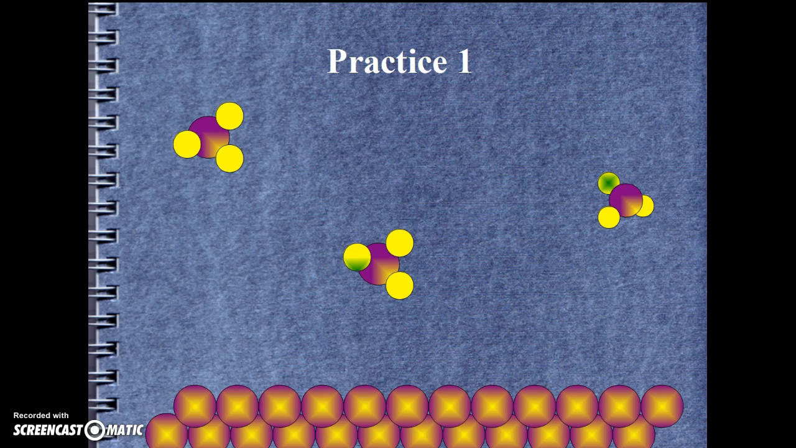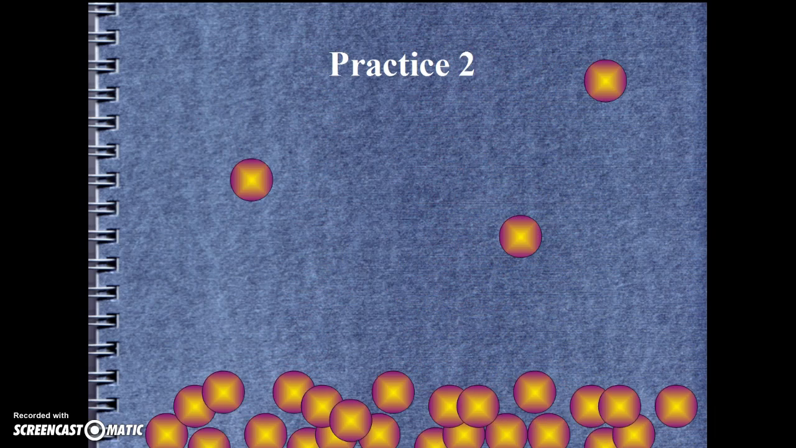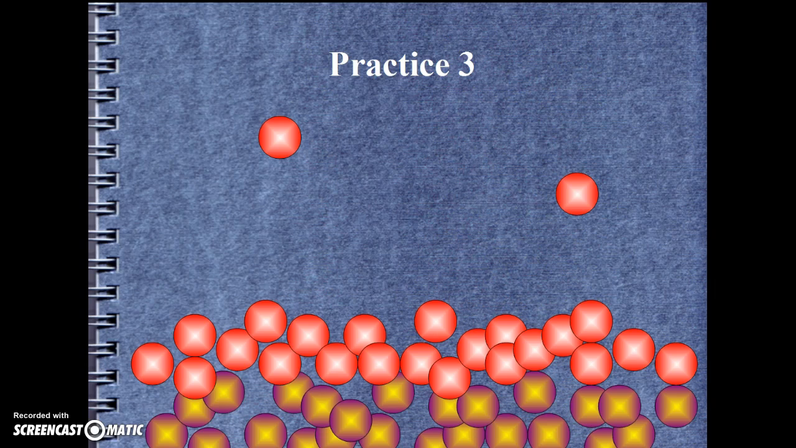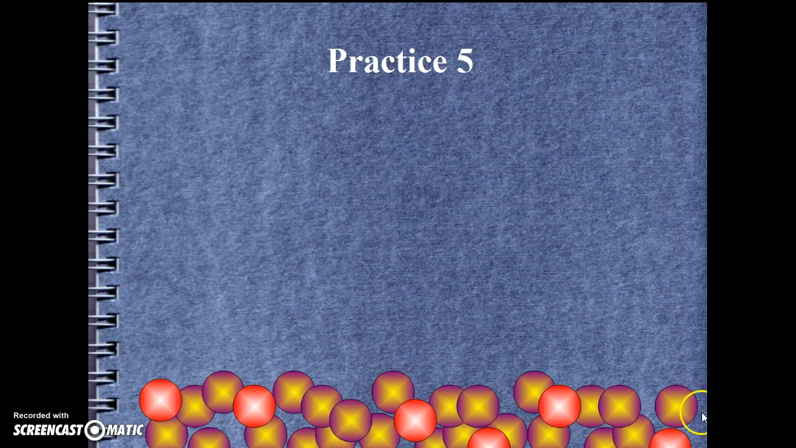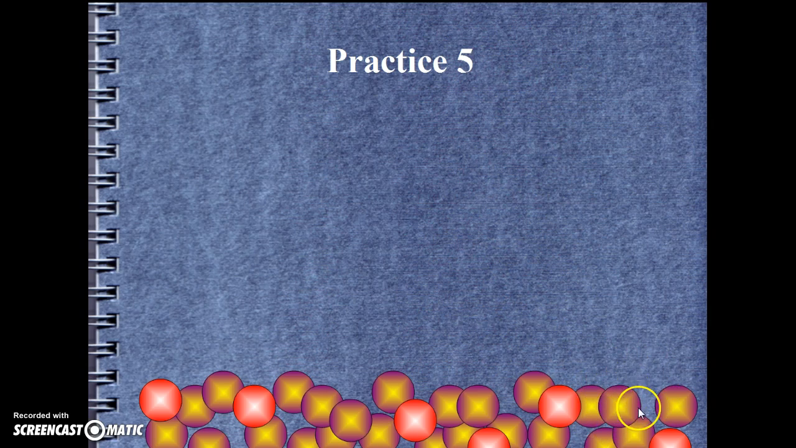All right, let's do some practice. We'll just give you a few moments to look and see. Are we looking at element, compound, or mixture in each one of these diagrams? Here's our second practice. Here's our third practice. Here's our fourth practice. And here's our fifth practice. Okay, we're going to go back and go over these.